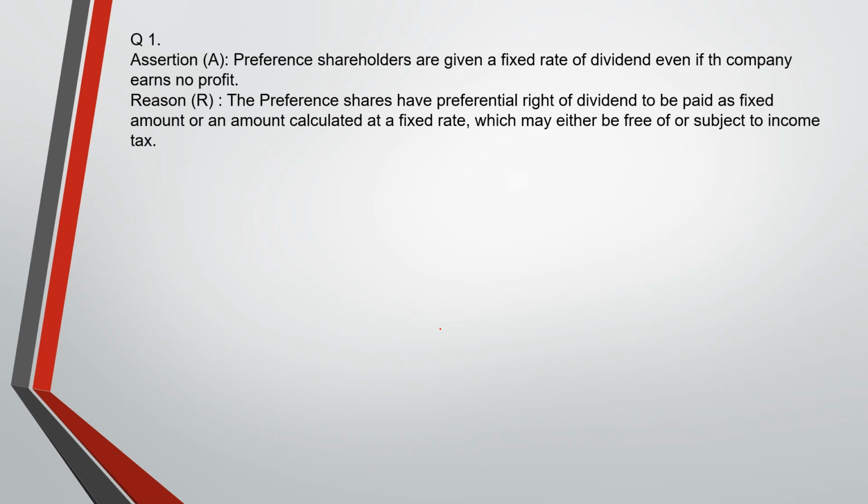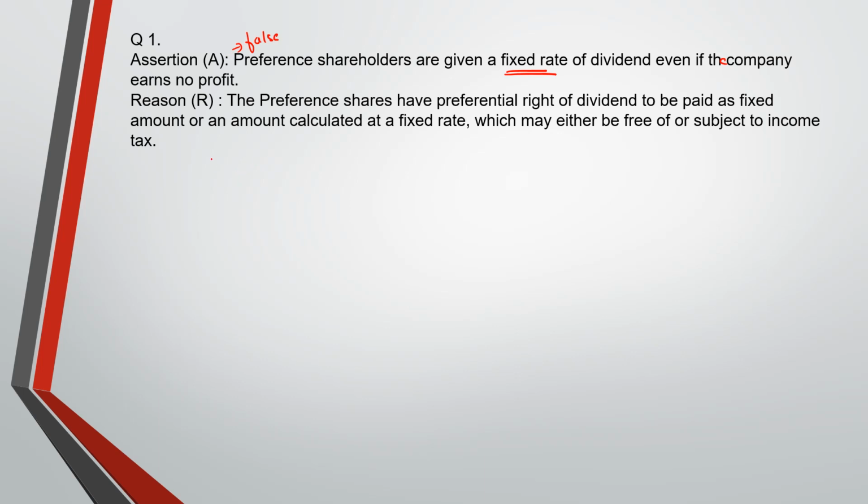Now looking at the first question we have, assertion: preferred shareholders are given a fixed rate of dividend even if the company earns no profit. Now here, yes, they are given a fixed rate of dividend, but the part where it says that even if the company has no profit is not right. If the company does not earn profit, the preferred shareholders are not given any dividend. So here the assertion is false.